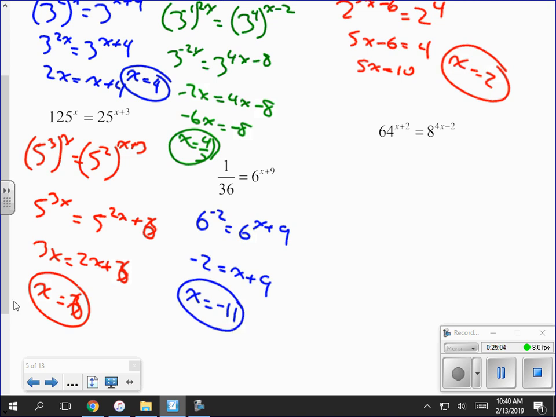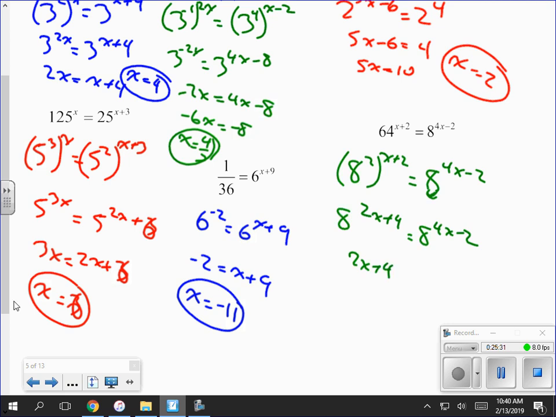And then the last one, 64 and 8. 64 is 8 squared. So I get 8 squared to the x plus 2 equals 8 to the 4x minus 2. So 8 to the 2x plus 4 equals 8 to the 4x minus 2. So 2x plus 4 equals 4x minus 2. Add 2, subtract 2x. 6 equals 2x. X equals 3.